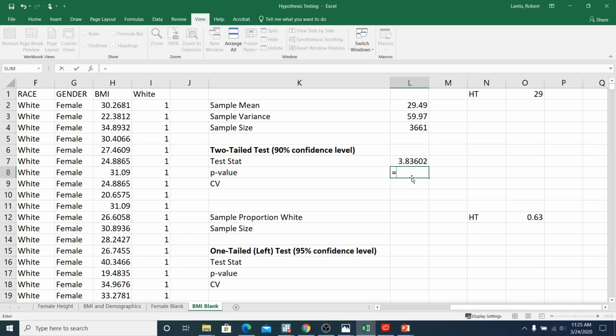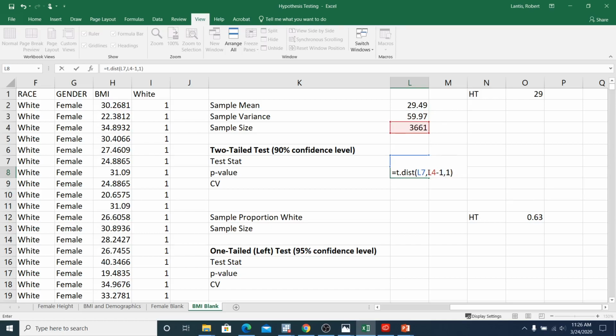So if I use that norm.s.dist, well first of all, I can't use norm.s.dist because I only have a sample variance. When I only have a sample variance and a sample mean, I need to use the student t distribution. So I'll use t.dist. I'll tell it my test statistic. I then can tell it my degrees of freedom, which is my sample size minus 1. So we always kind of put this comma 1 for the cumulative option here.